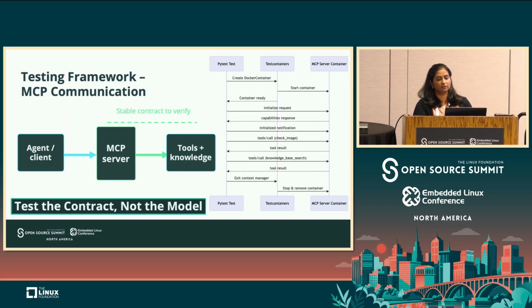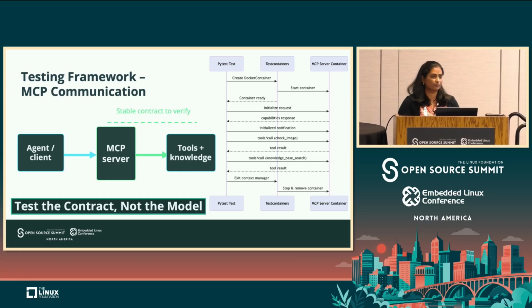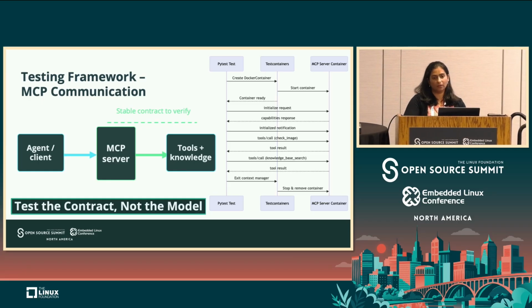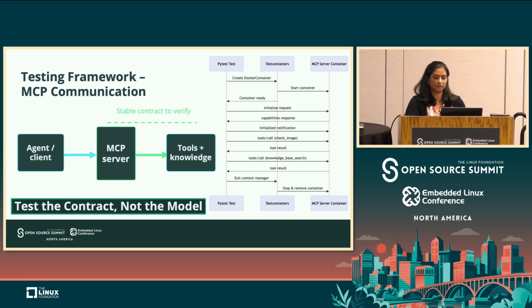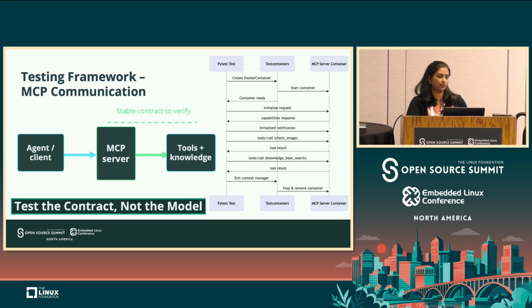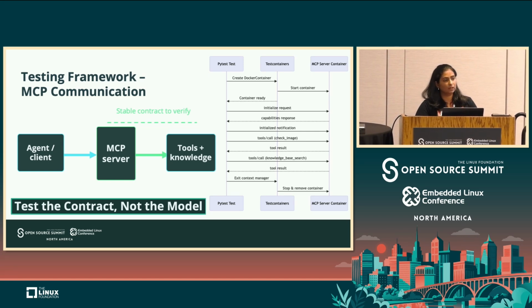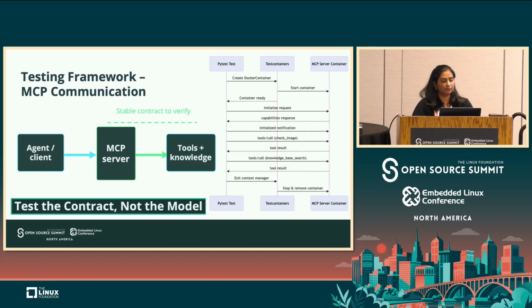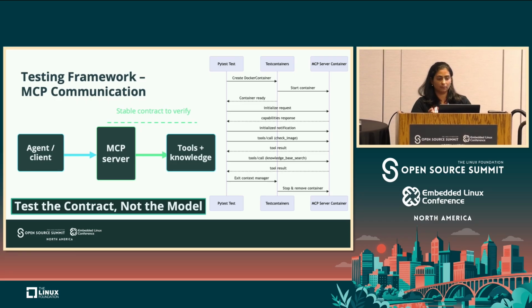Now, how does all of this work? The MCP communication happens through JSON-RPC 2.0 over the standard input-output, or STDIO, transport. So it's the client-server interaction that we are verifying. There needs to be a stable contract. We're not testing the output of the model, not the wordings that are coming out from the model. We are testing that contract between the server and the client.